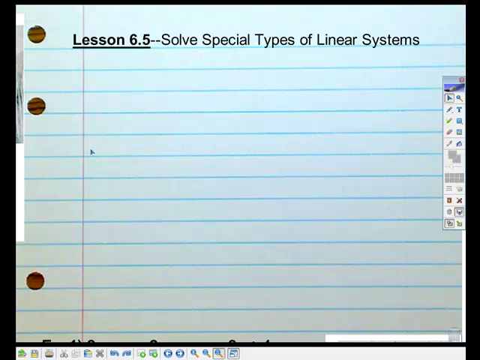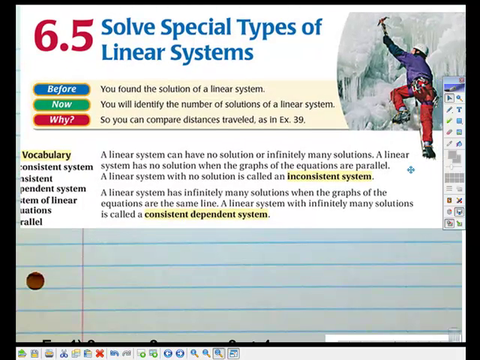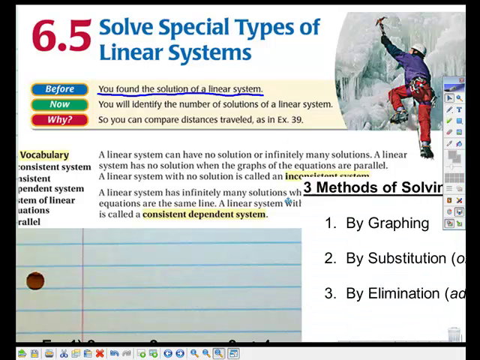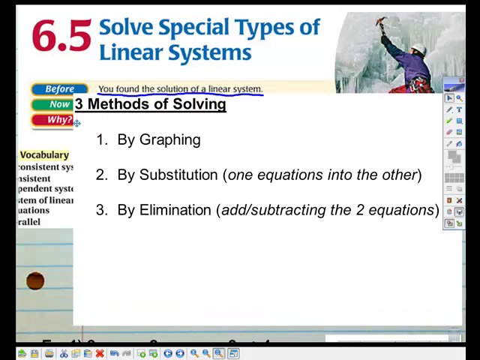If we take a look at what your book has to offer, lesson 6.5 says that you found the solution to linear systems before doing this section, and there were three methods to finding these. You did it by graphing, learned how to do it by substitution, that's where we put one equation into the other, and you did it by elimination, that's where we either added or subtracted the two equations.